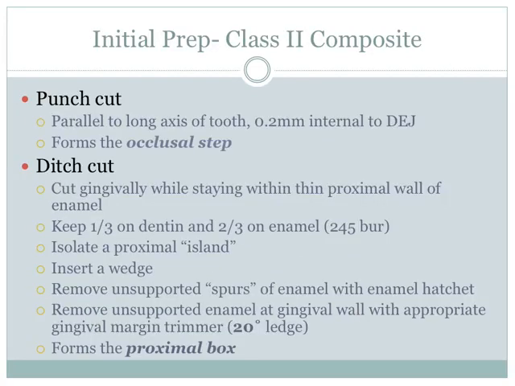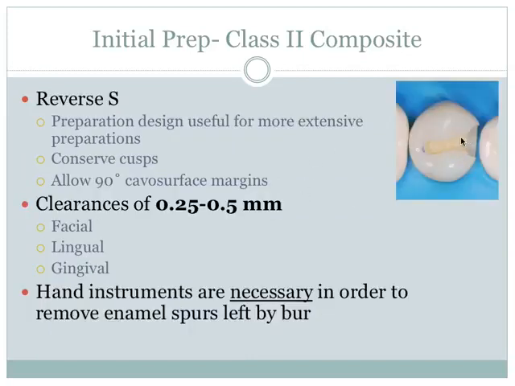So the initial prep for class 2 composite, as opposed to class 1, is similar, but of course you extend the prep to one or both sides of the tooth, which I'll show you in the next slide. So this is basically the body of our prep, and then you see this new area called the proximal box, and you notice that that's a little bit deeper than the rest of the prep design.